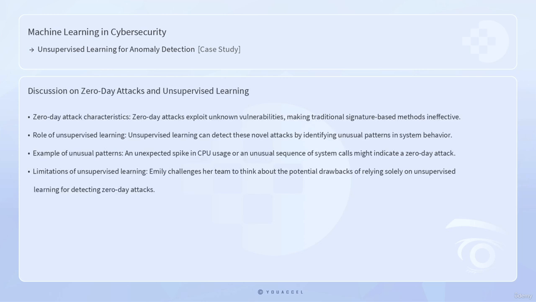Dr. Chen brings the discussion to zero-day attacks, highlighting how unsupervised learning can be pivotal. Zero-day attacks exploit unknown vulnerabilities, making traditional signature-based methods ineffective. Unsupervised learning can detect these novel attacks by identifying unusual patterns in system behavior. For example, an unexpected spike in CPU usage or an unusual sequence of system calls might indicate a zero-day attack. Emily challenges her team to think about the limitations they might face. What are the potential drawbacks of relying solely on unsupervised learning for detecting zero-day attacks?